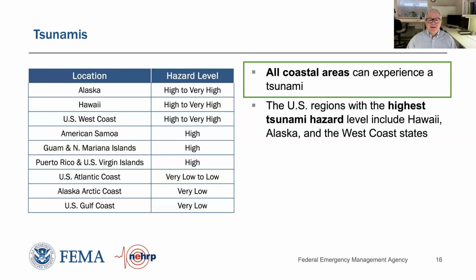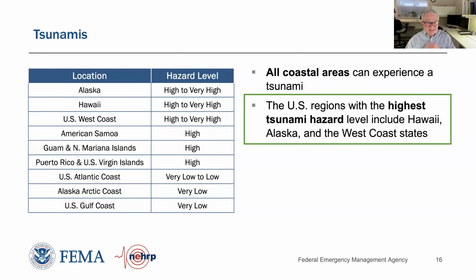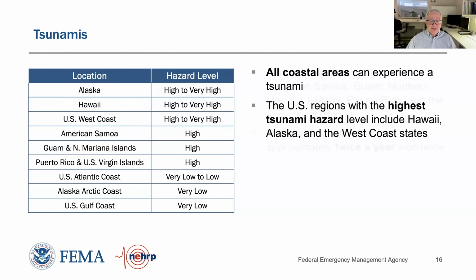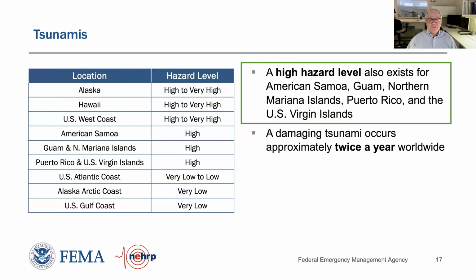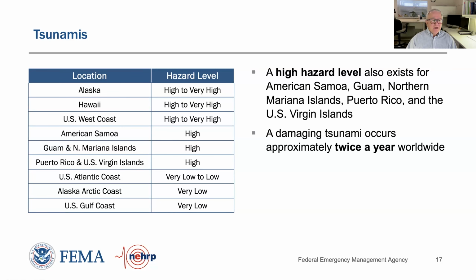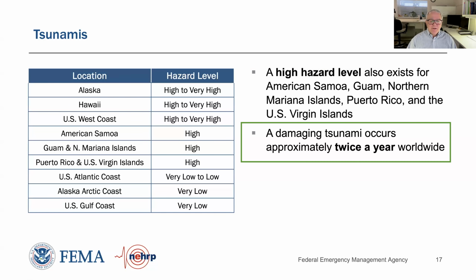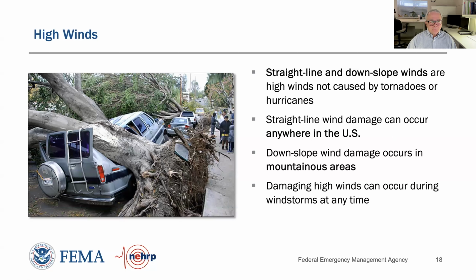Tsunamis: all coastal areas can experience a tsunami. In the US, the regions of the highest tsunami risk include Hawaii, Alaska, and the coastal West Coast. High hazard level also exists for American Samoa, Guam, Northern Mariana Islands, Puerto Rico, and the US Virgin Islands. Generally, a damaging tsunami occurs approximately twice a year in the entire world.